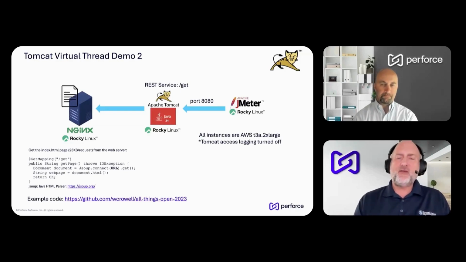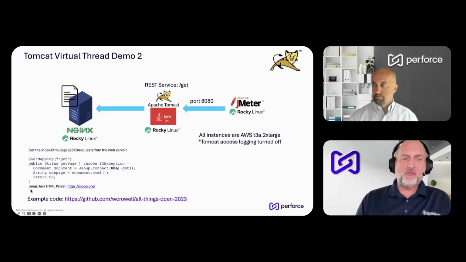My second demo was, let's just try to retrieve the index page off of an Nginx web server. And so I have my same three AWS instances here. My Apache Tomcat 11 running JDK 21 has a REST service /get. And all that's going to do is get that page off of my Nginx server and store it within a variable. It's just something very simple. So this does not have any synchronized code. And I used the Java HTML parser JSoup to do this. Then over here on the right-hand side, I've just got my same JMeter server, running on a completely different instance to be thorough.